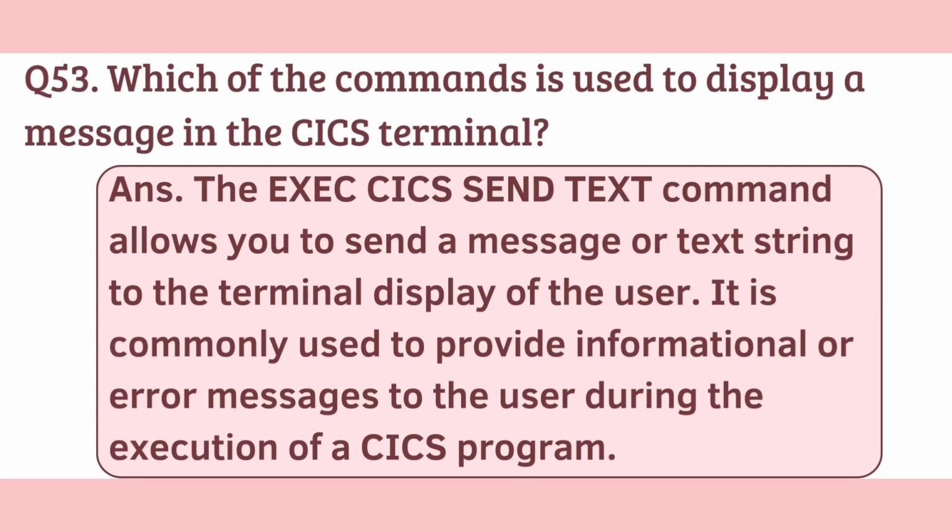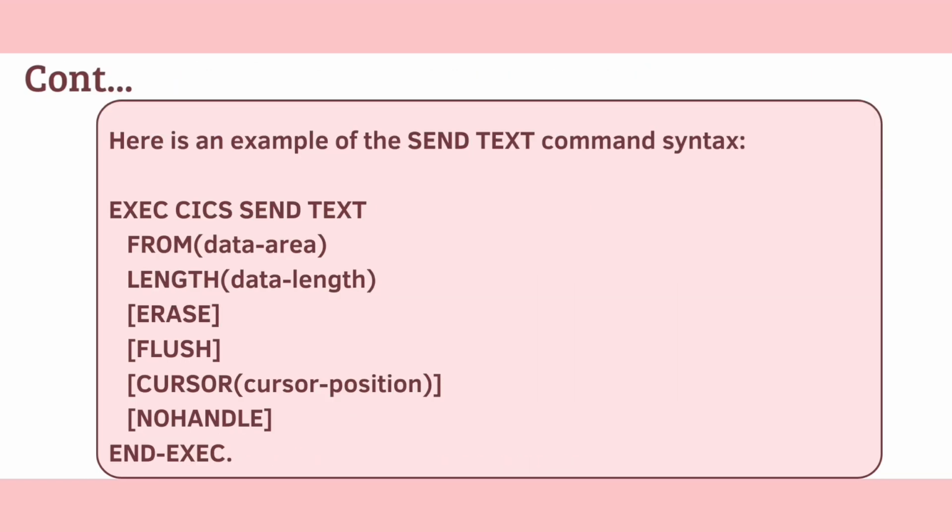Moving to question number 53. Which of the commands is used to display a message in the CICS terminal? The answer is, the EXEC CICS SEND TEXT command allows you to send a message or text string to the terminal display of the user. It is commonly used to provide informational or error messages to the user during the execution of a CICS program. So here I have given an example for the same. Please go through it carefully.